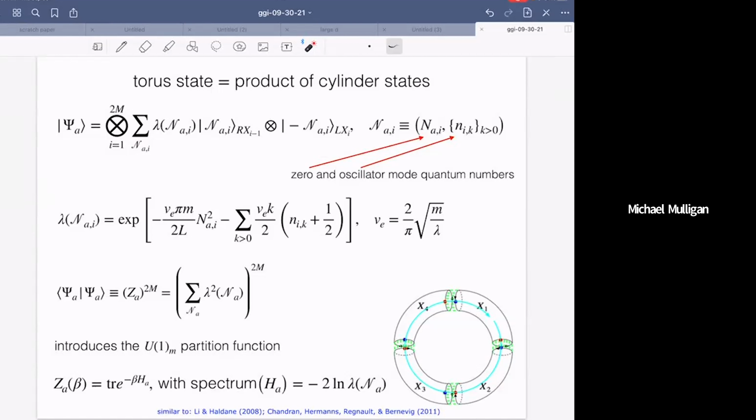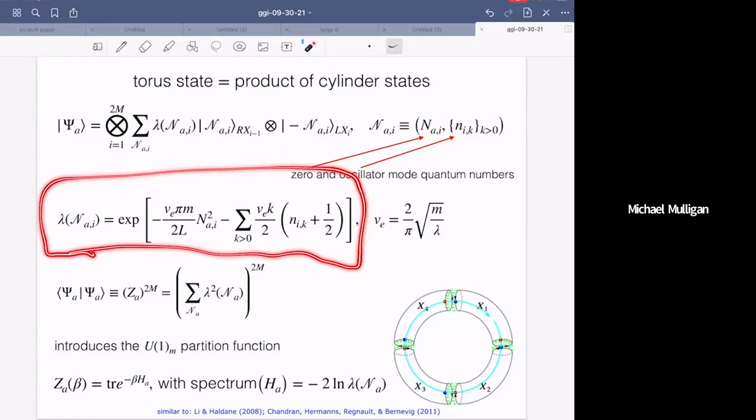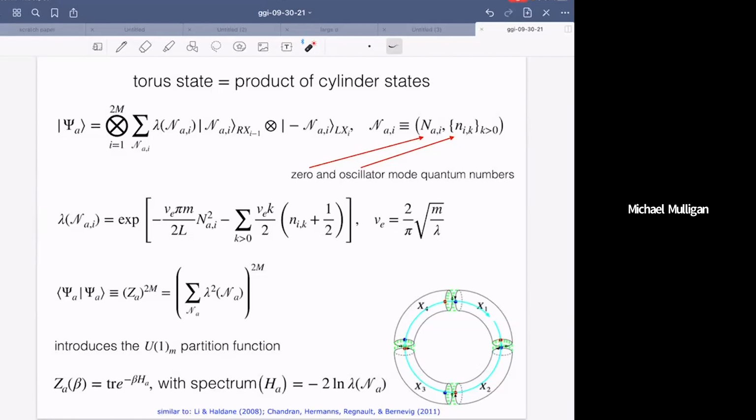So we've achieved this torus state. Now we want to measure it in various ways. So this state at the top of the screen here, where the states are just labeled by various quantum numbers, zero mode and oscillator mode quantum numbers, we've got to normalize. When we normalize, this is where, if you like, these edge state partition functions begin to arise. If you stare at this equation here and imagine summing over all allowed quantum numbers, you see that all you've got is a free boson partition function.